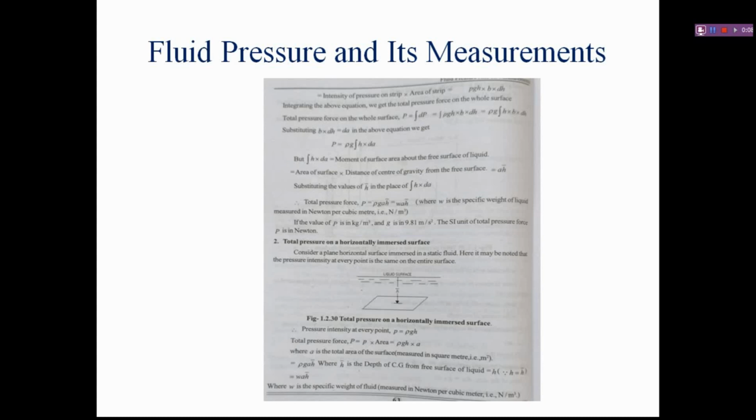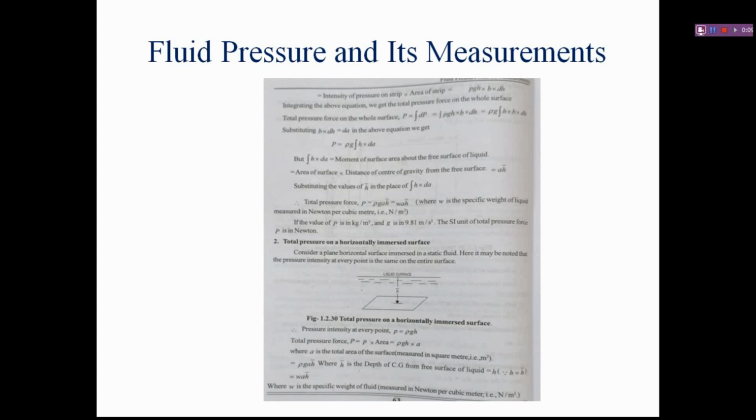So P is equal to rho G A h bar, or it is equal to W A h bar, where W is the specific weight of liquid measured in Newton per cubic meter. If the value of rho is in kilogram per cubic meter and G is 9.81 meter per square second, then the SI unit of total pressure force will be Newton. Why does the unit come in Newton? Because it is the force, not the pressure. That is a very important part, you have to remember it.